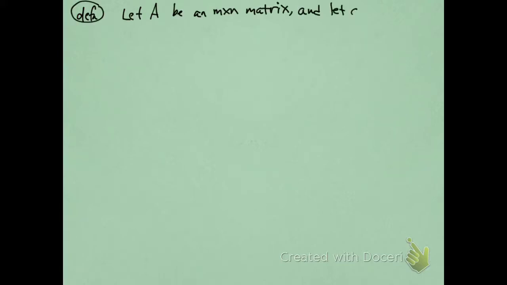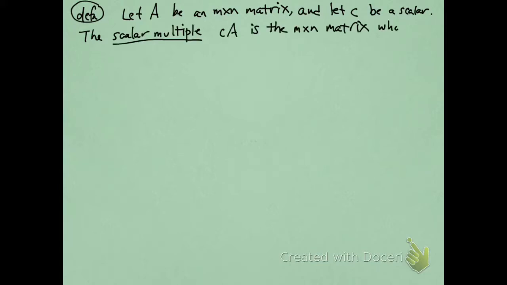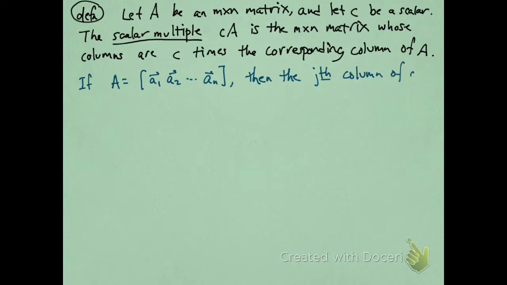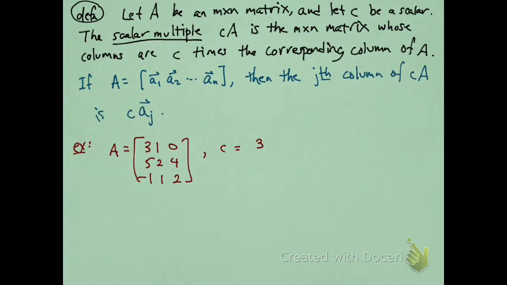So suppose A is an m by n matrix and c is some scalar. Then the scalar multiple, denoted cA, just by concatenation, is the m by n matrix whose columns are c times the corresponding column of A. So the column is just the scalar multiple c times that column of A. For example, if A has columns A1 up to An, then the jth column of cA is c times Aj.